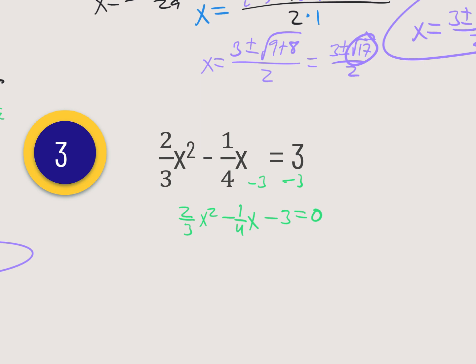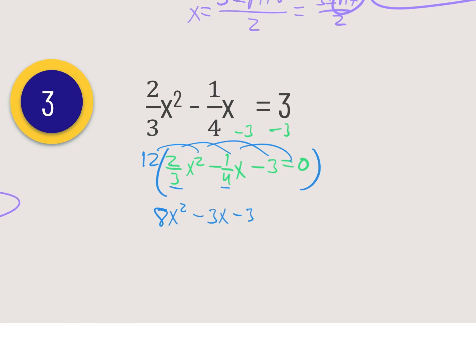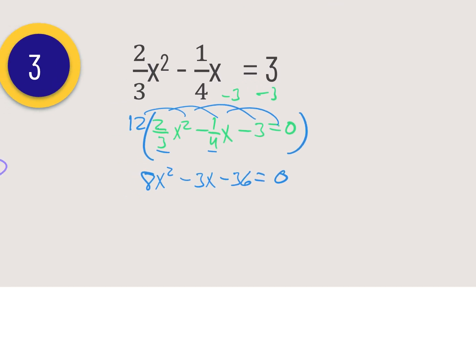Right, and let's avoid the fractions just by multiplying the entire equation by a common denominator. Now your denominators here are 3 and 4, so we want to multiply this whole thing by 12. Right, multiplying 12 to everything. Right, 12 times 2 is 24, divided by 3 is going to get you 8x squared minus 12 divided by 4 is going to get you 3x minus 3 times 12 is 36. Equals 12 times 0 is 0. All right. And now we're ready to use the quadratic formula.